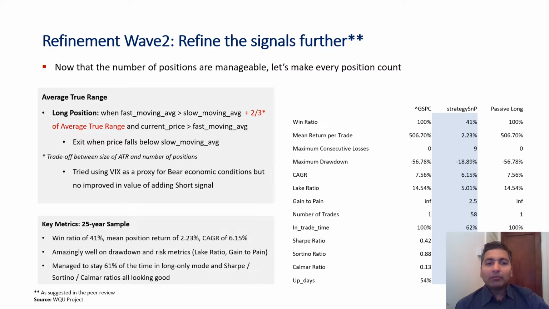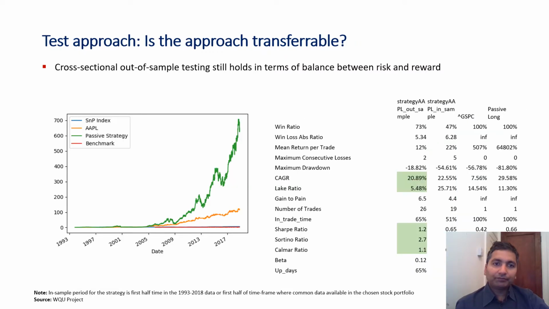More importantly, if you look at the drawdowns, this strategy scores head and shoulders above the S&P 500, with a maximum drawdown of just 19% compared to 57% for the S&P 500. This is a much better risk-reward ratio, and this is also visible in the Sharpe ratio, the Sortino ratio, and the Calmar ratio, which is quite encouraging.